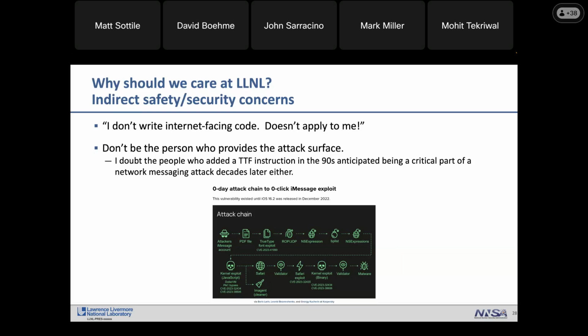So there was a software defect. I don't think it was a memory safety thing, but it was a software defect in non-network facing software that allowed people to build a network-based attack. And so even if you're not writing what you consider to be performance or safety critical or security critical code, you are providing something that somebody else could use if you have defects. So you don't want to be the one who provides the attack surface.